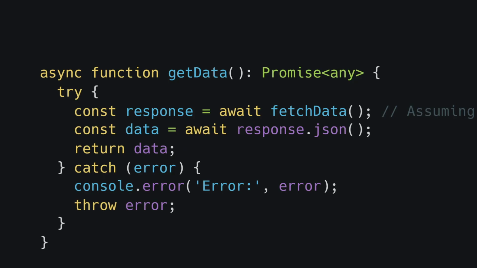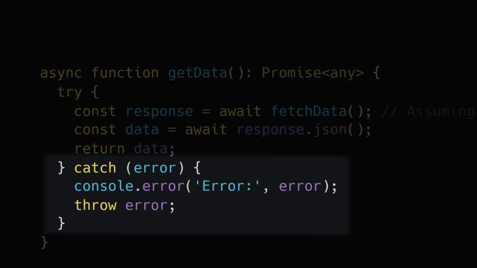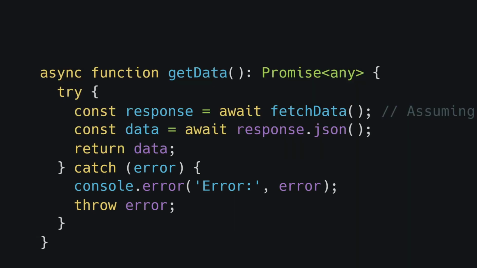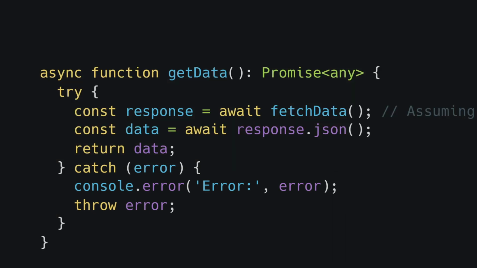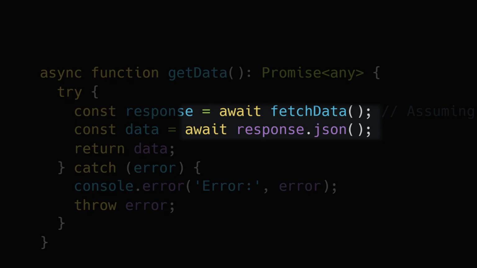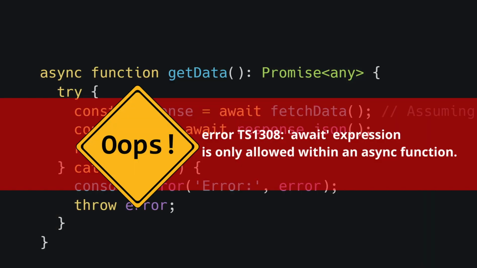If an error occurs during the execution of the promises, for example a network error or invalid response, it will be caught by the catch block, allowing us to handle it gracefully. In this example, the error is logged to the console and rethrown for further handling if necessary. It's important to note that the function containing the await keyword must be marked as async. Otherwise, you'll encounter a syntax error. This is because the await keyword can only be used within an async function.